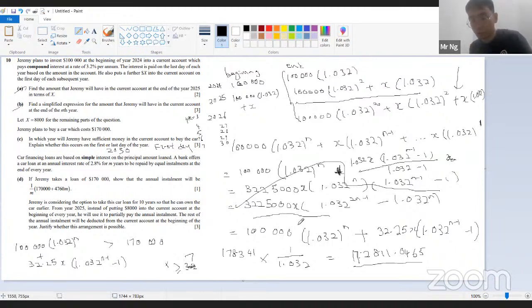Okay, what time is it? Car financing is based on simple interest loans. A bank offers a car loan at an interest rate of 2.8% and years to be paid for installments. Wow, so cheap.